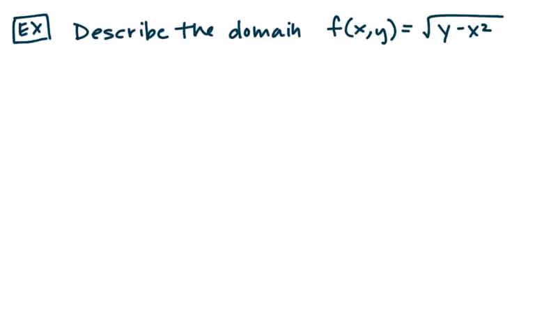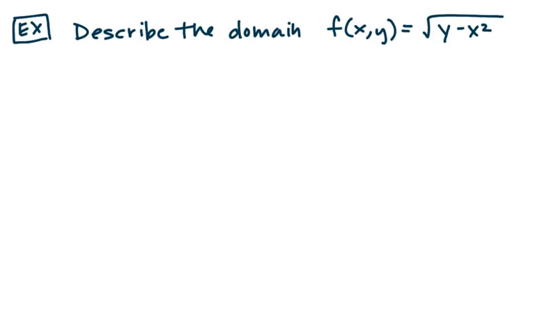So for our second example in this video, we're going to describe the domain of this function of two variables x and y equal the square root of y minus x squared. Okay, so what do we know? What do we know about domain? Remember, we've got three main rules for domain.